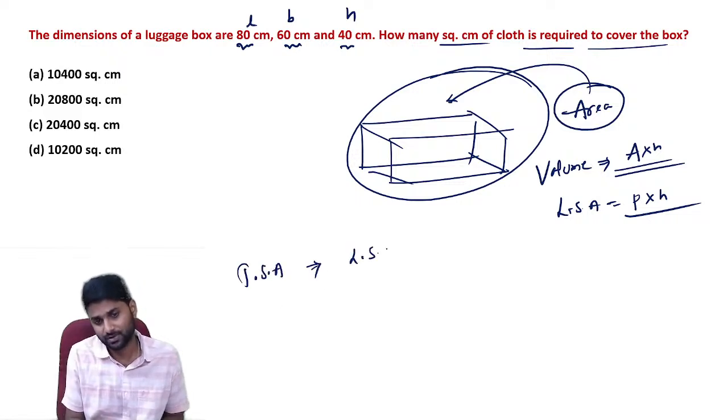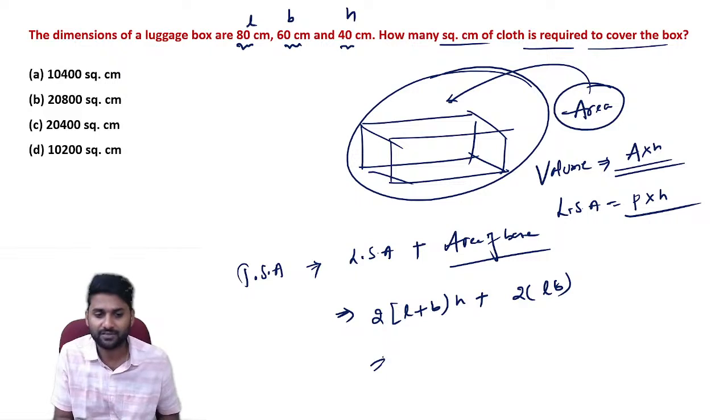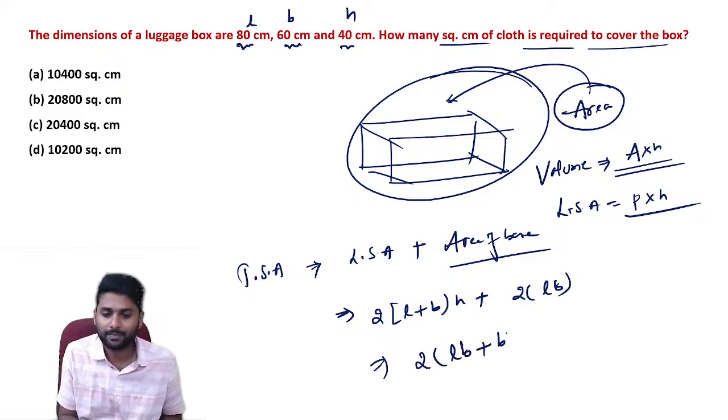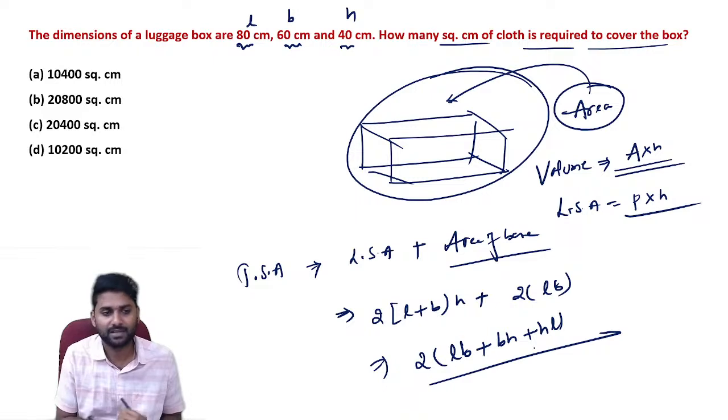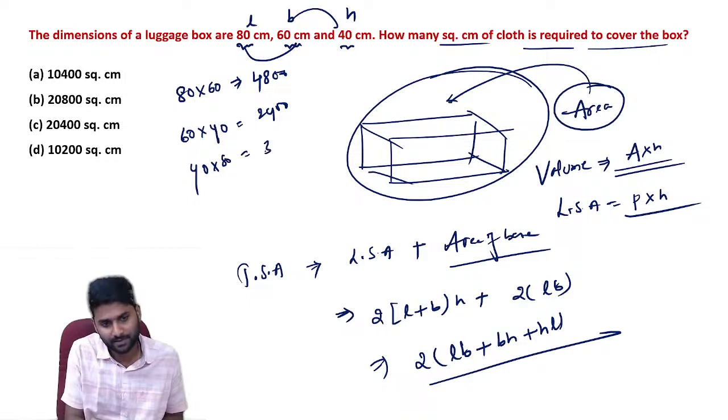Total surface area is lateral surface area plus area of bases. The lateral surface area is 2 times (L plus B) into H, and we have two bases, and the area of each base is length into width. Here the final formula is 2 into (LB plus BH plus HL). Let's go through the calculation. 80 multiplied by 60 is 4800. 60 into 40 is 2400. 40 into 80 is 3200.